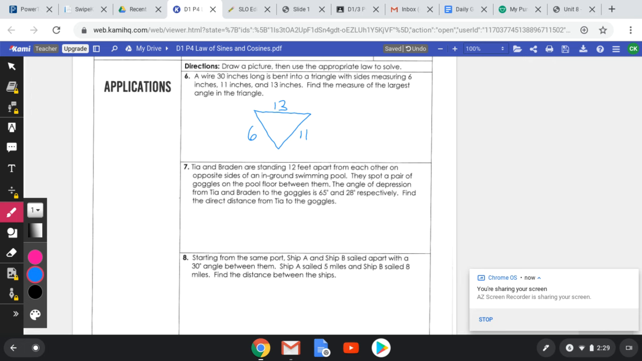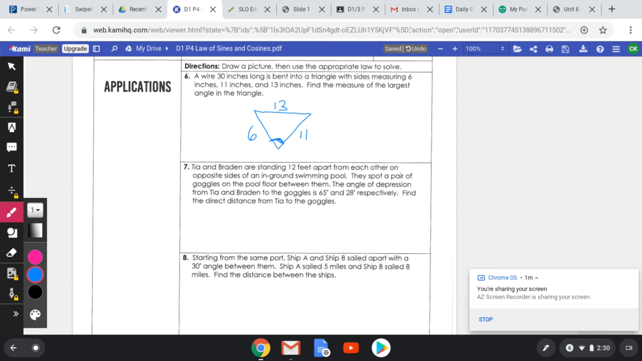If you recall from last class, when you did the example problem, the largest angle is opposite the largest side of my triangle. So 13 is my largest side, therefore my largest angle is right here. With the given information, which law would I use? Well, I was given 3 sides, so the only law I could use is the law of cosines.